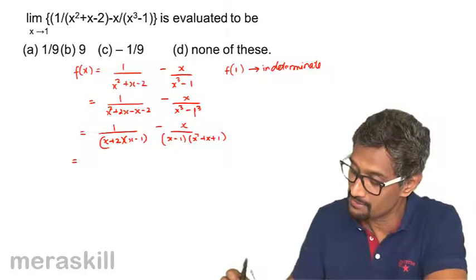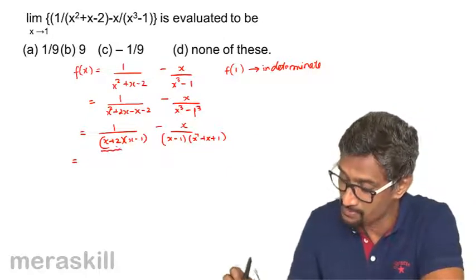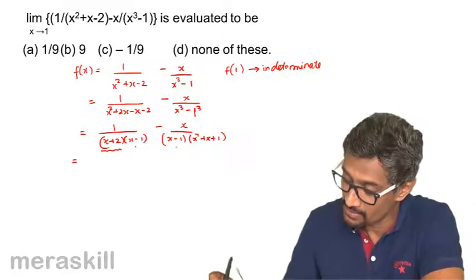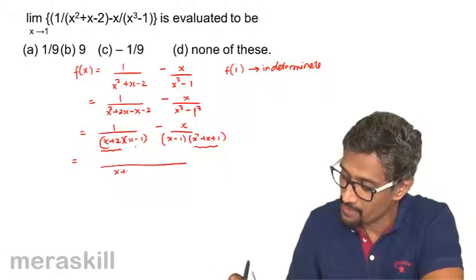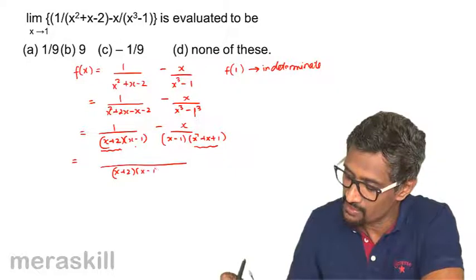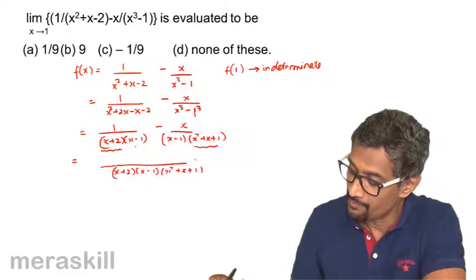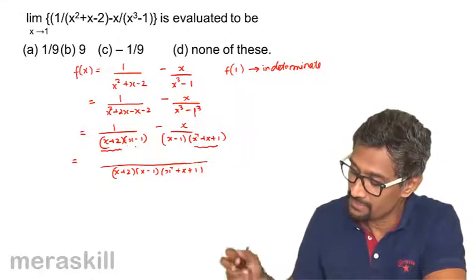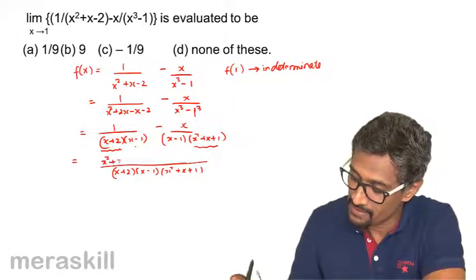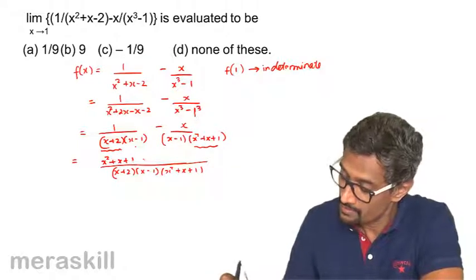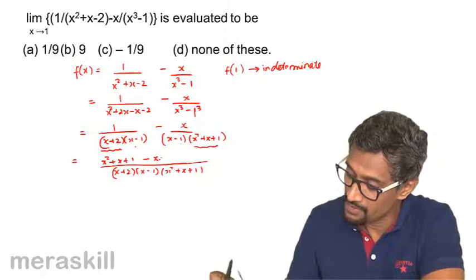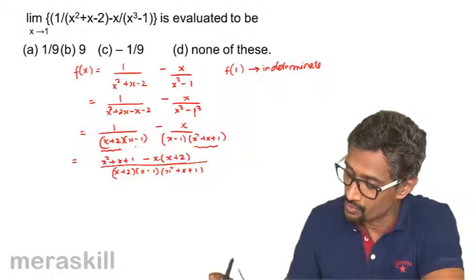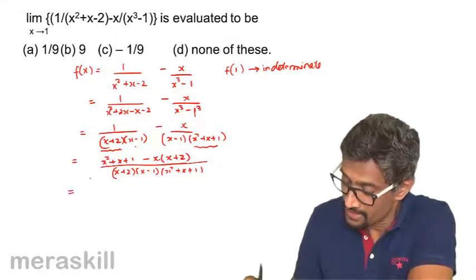Now what is the LCM of this? The LCM would have x plus 2. This x minus 1 you write once. So the LCM is going to be (x plus 2) into (x minus 1) into (x squared plus x plus 1). This LCM divided by this gives you x squared plus x plus 1, minus x into this LCM divided by this denominator, which gives you x plus 2. So let's simplify this.